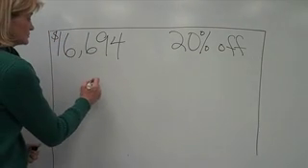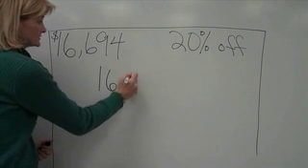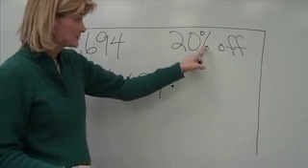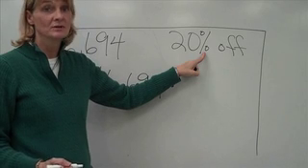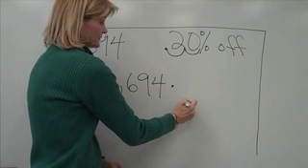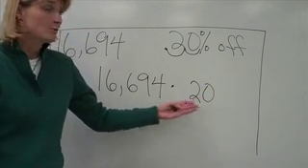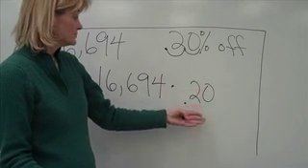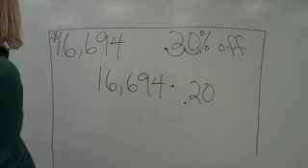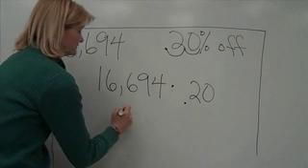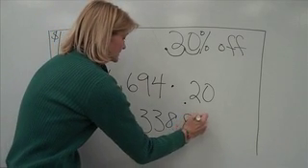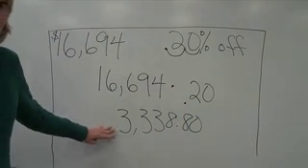So we need to multiply 16,694 times, and we can never multiply by percent. So we have to turn the percent into a decimal. We have to move our decimal point over 2 places to the left. So we can multiply by 0.20. When you multiply $16,694 times 0.2, you get $3,338.80. That's how much we don't have to pay.